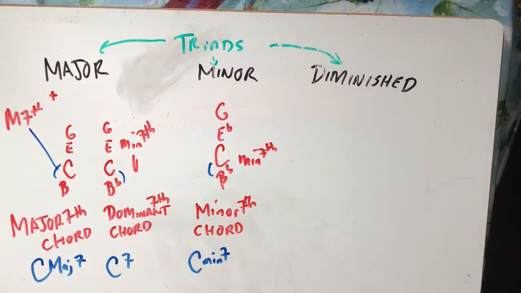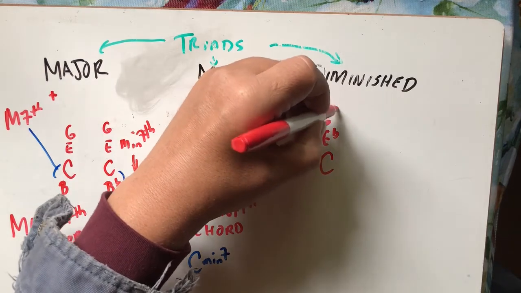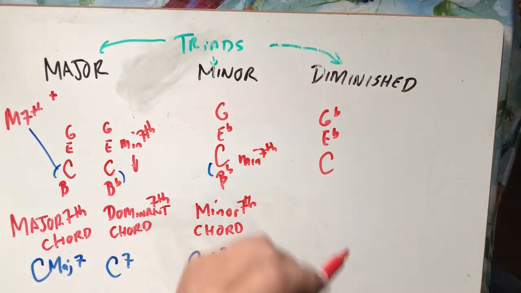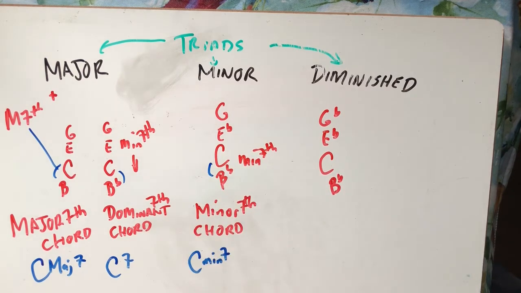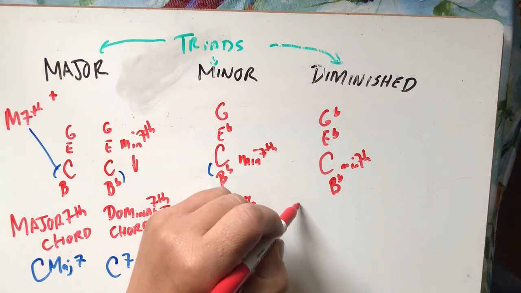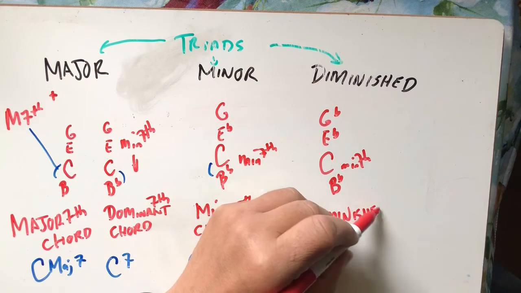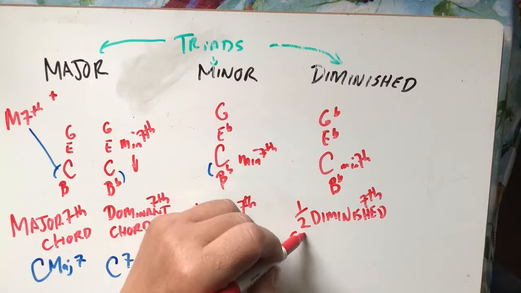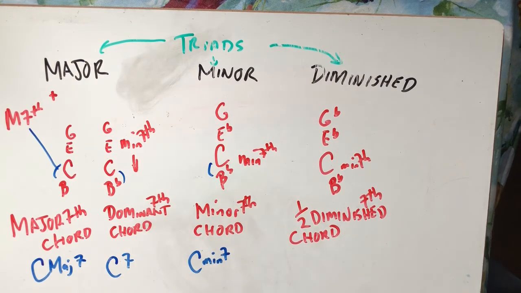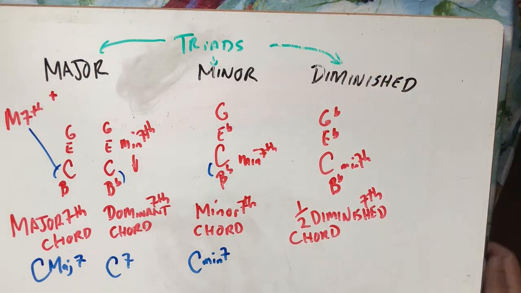Okay, so diminished triads. Diminished triads come in 2 flavors as well. So we have a diminished triad. If we add a minor 7th below, okay, then we get something called a half diminished 7th chord. Now, this actually has a bunch of different names, but it's called half diminished because the triad is diminished, but the distance from the root to the 7th is not diminished, it's minor.